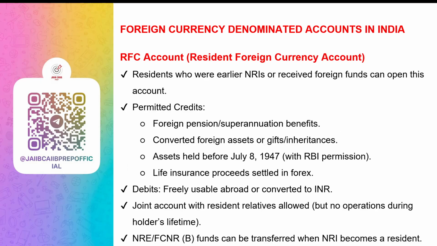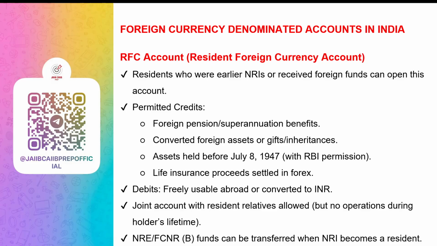Now, let's move on to RFC accounts, resident foreign currency accounts. An RFC account is a bank account in India that a resident Indian can open with foreign currency. This account is maintained with a bank that is authorized by RBI. Well, authorized dealer banks, we have learned about it in the previous unit as well.